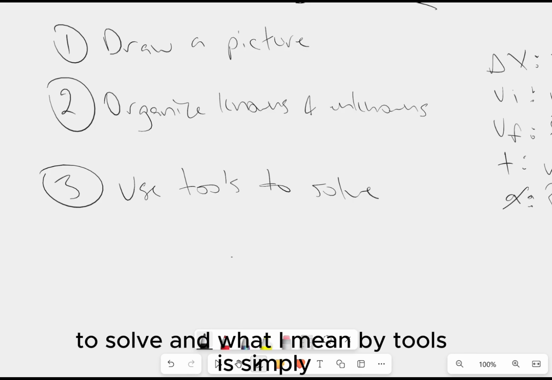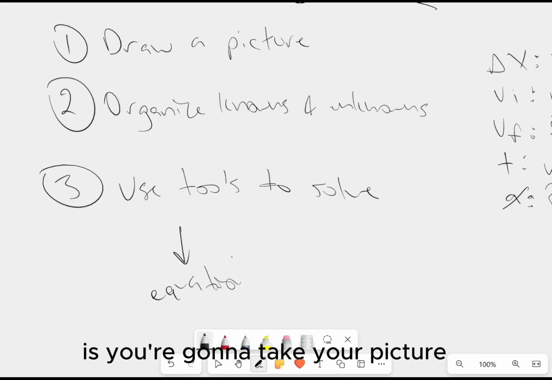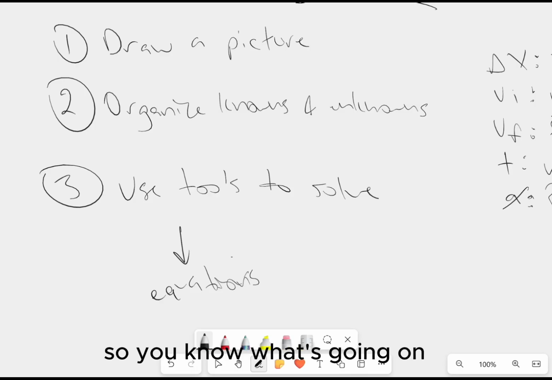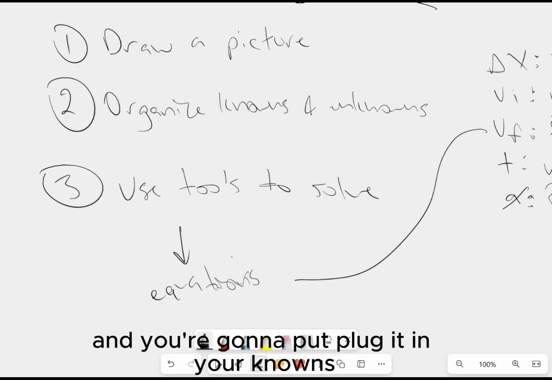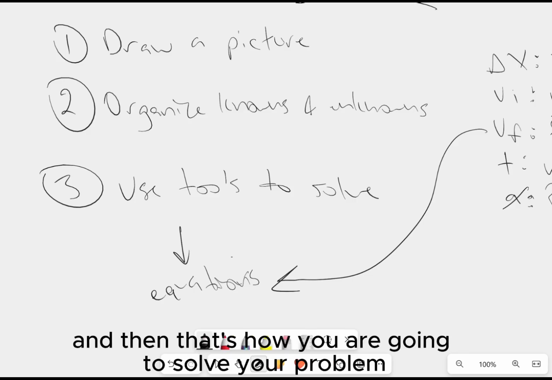And then our last step is just going to be using our tools to solve. And what I mean by tools is simply your kinematic equations. So all you're going to do is take your picture so you know what's going on, you know what equation to use. Then you're going to take your chart and plug your knowns into the equation, solve for your unknown, and that's how you are going to solve your problem.